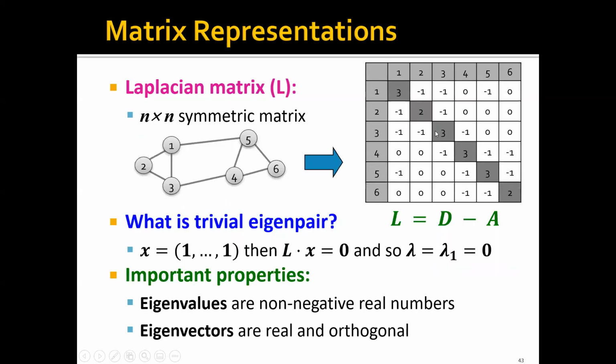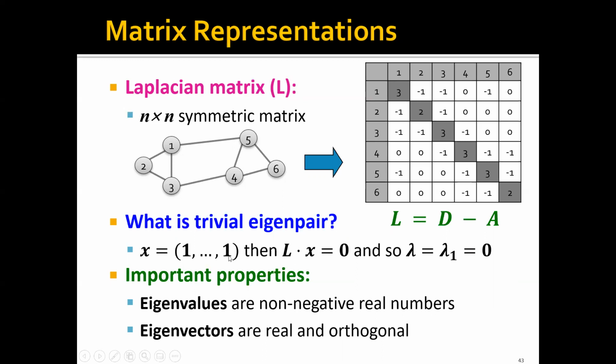With the definition of the adjacency matrix and degree matrix, we can finally define the Laplacian matrix. The Laplacian matrix is an n by n symmetric matrix, and it's simply the difference between the degree matrix and the adjacency matrix, so it's equal to D minus A. Interestingly, there is a trivial eigenpair for any Laplacian matrix. To see this, let's set x to a vector of all ones.